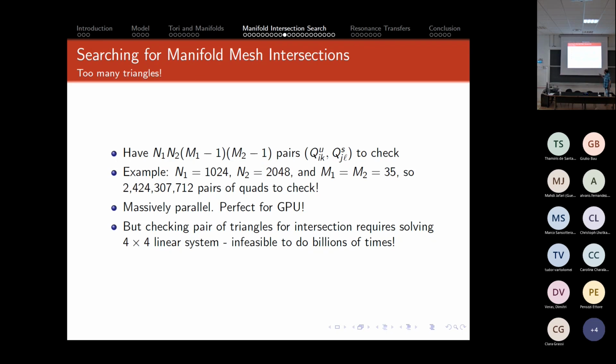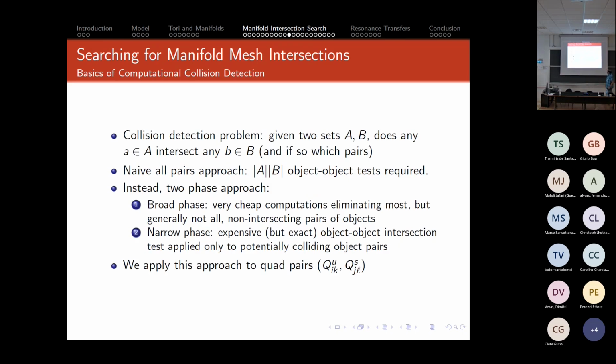So what we do is we take some inspiration from collision detection algorithms of computer graphics. And basically, collision detection, okay, you've got a set A and set B. You want to see if any object in A collides with any object in B. And if you were to do this, every pair would be very expensive. But what you can do is you can quickly get rid of most pairs in what's called the broad phase, and then only apply your most precise tests that are most computationally expensive to what's left over, which is usually not much. And that's called the narrow phase. So that's what we do with our quad pairs, QU and QS.